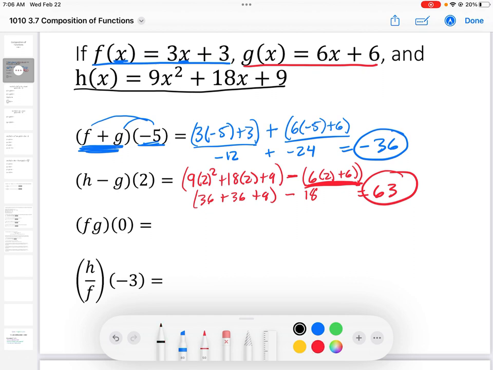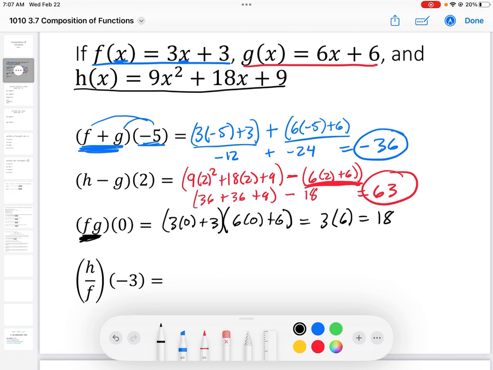And then if you do f times g of 0, so this notation means you're multiplying f times g, then essentially you're going to plug 0 into f. So you get 3 times 0 plus 3, and then that whole thing is going to be multiplied by 6 times 0 plus 6. And when you simplify that, 3 times 0 plus 3 is just 3. 6 times 0 plus 6 is just 6. And so the output of f times g when you input a 0 would be 18.